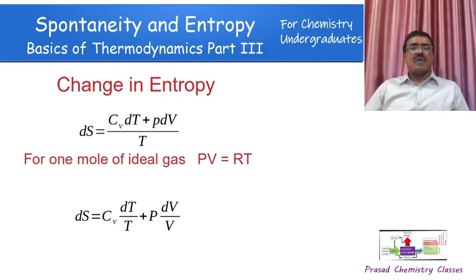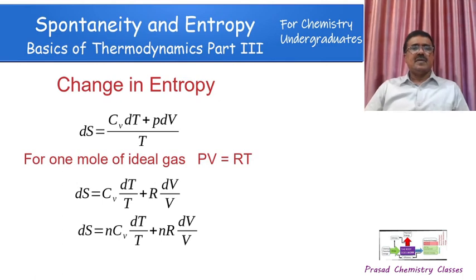If we are considering 1 mole of a gas, PV equals RT is substituted, what we get is dS is equal to Cv dT by T plus R dV by V. Simply putting PV equals RT. For n moles of an ideal gas, we will have to multiply by n: n Cv dT by T plus nR dV by V.